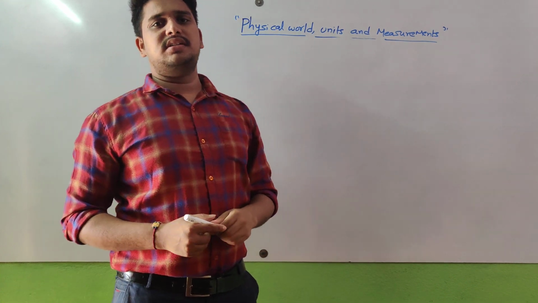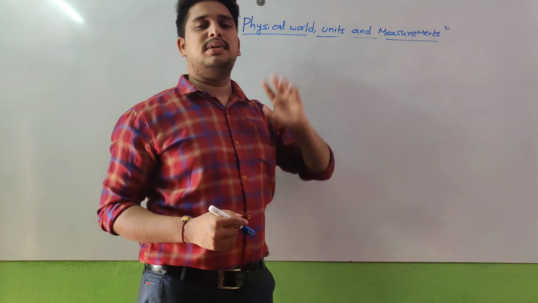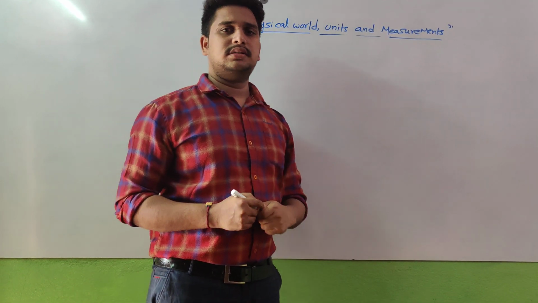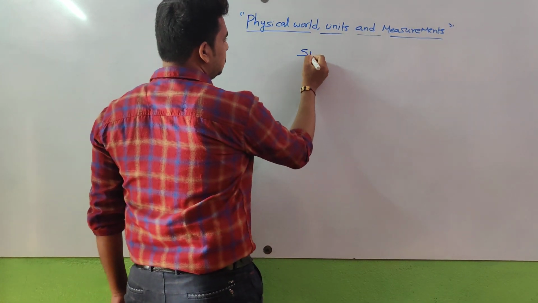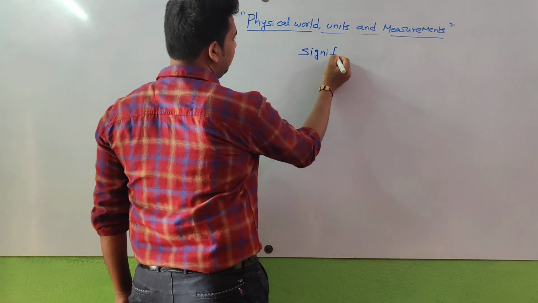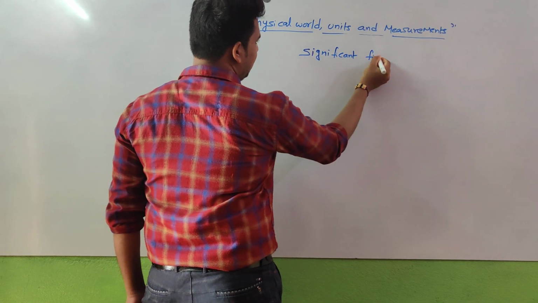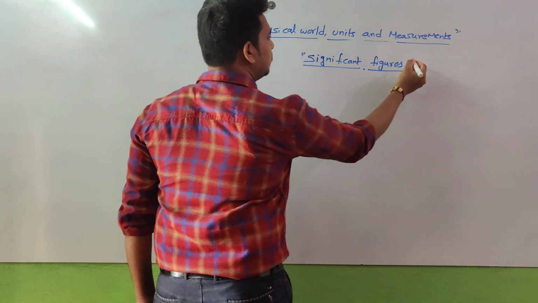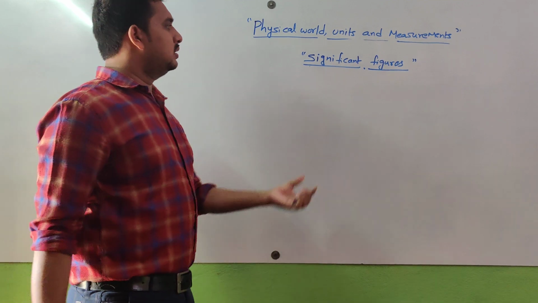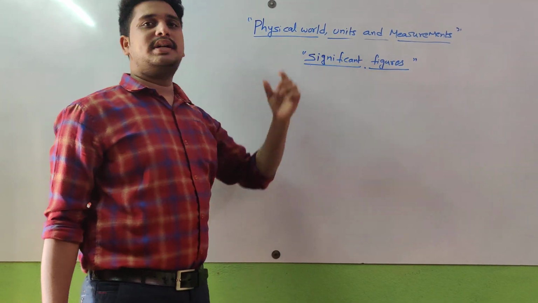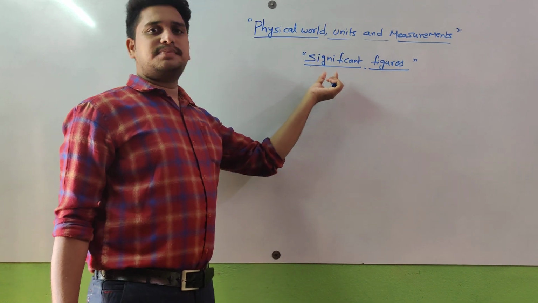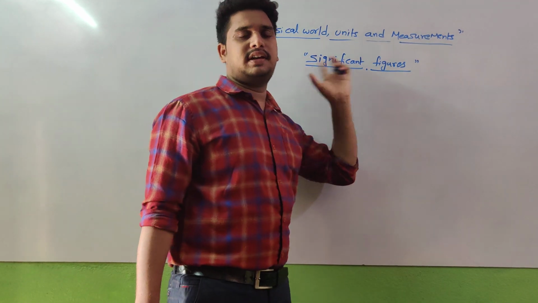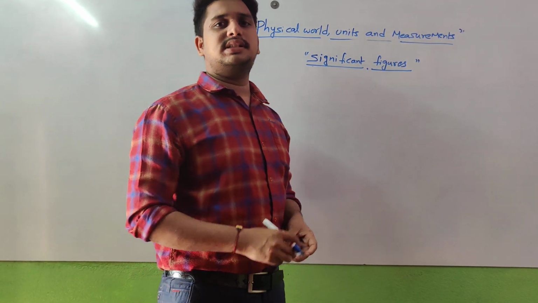To continue my lecture on this chapter Physical World Units and Measurements, today I would like to discuss the topic of significant figures. What is the name of the topic? Significant figures. This is the most important topic in this chapter, and it is easy to find significant figures whenever any number is given, right? What is the definition of significant figures?